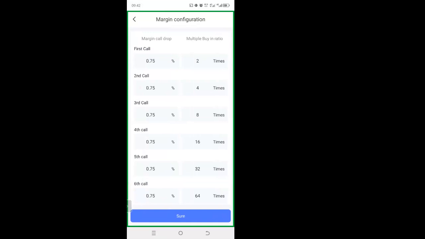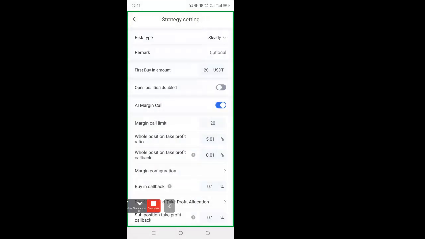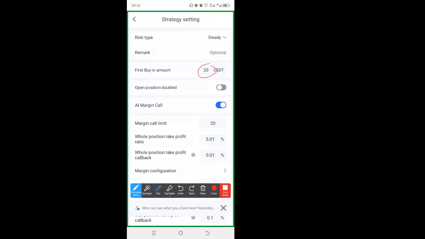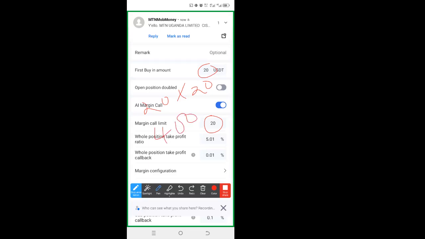All right, come back here. I was telling you to multiply this first buying amount times 20, the margin call limit, in order for you to get the multiple buying ratio from the other side. All right, number one, 20 times 20. I think this is 400, right?